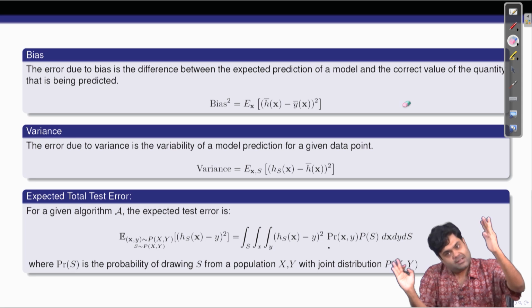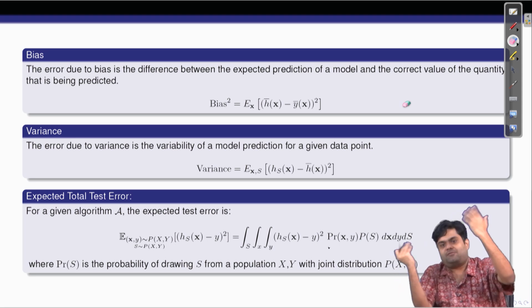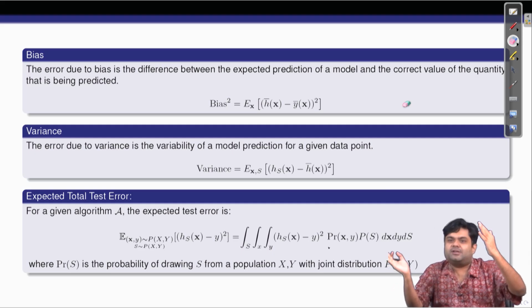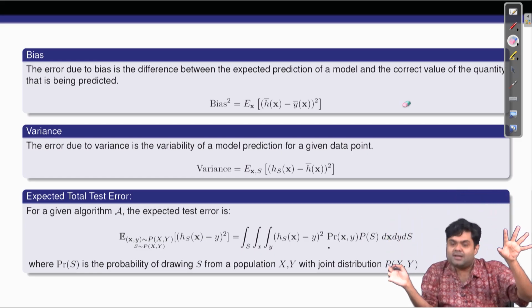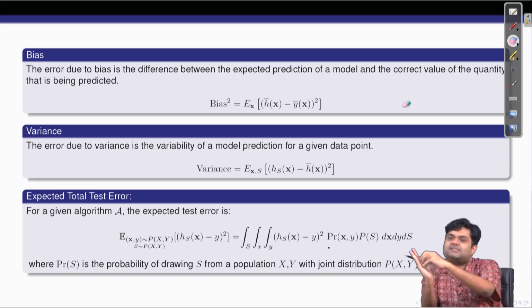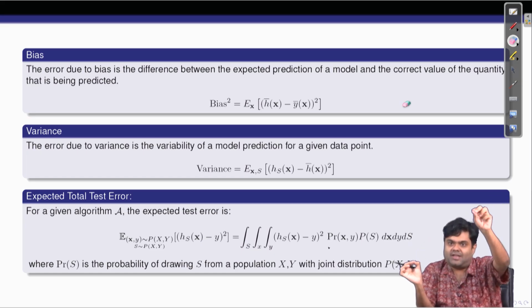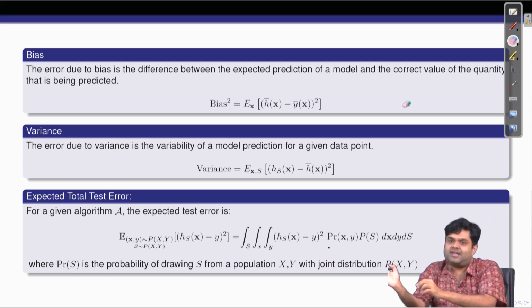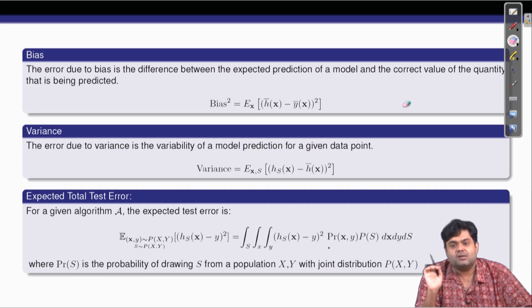If that is very big, that means the algorithm is not giving you very precise predictions. For various samples, the prediction is becoming different. And if the center of the search space is very far from the center of the actual population, then the prediction is not very accurate. So these are the two potential errors involved in your prediction process.